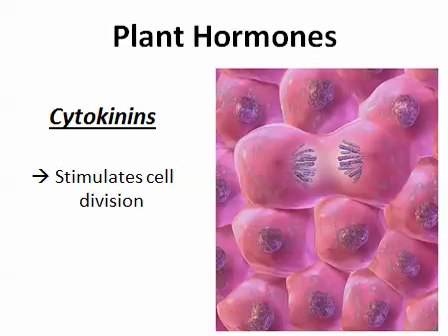Cytokinins are plant hormones that stimulate cell division. So they help the cell divide, and these are necessary for overall plain plant growth. So similar to humans having hormones that help us grow, these ones help plants grow.